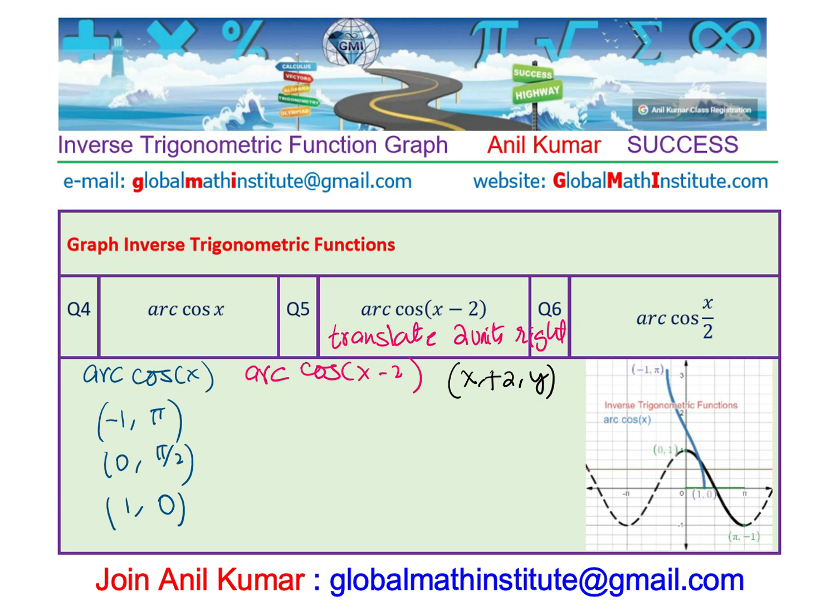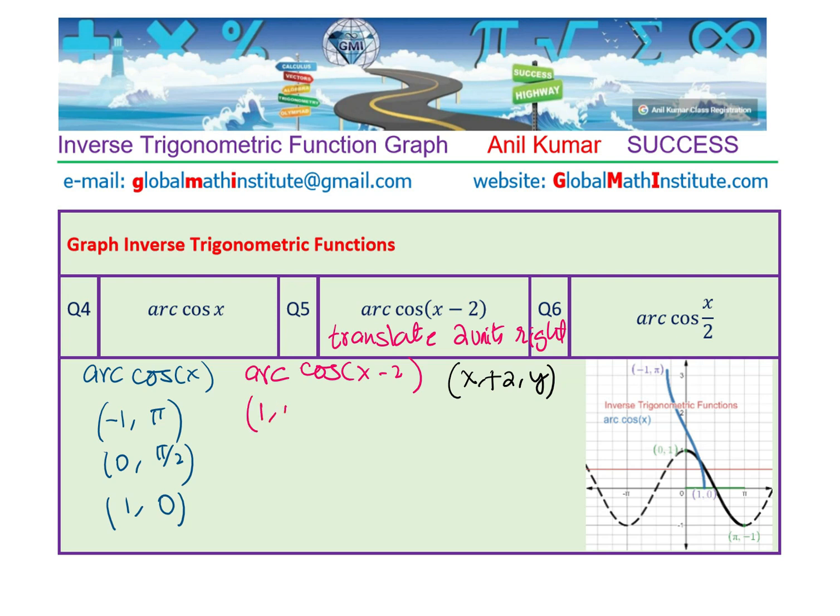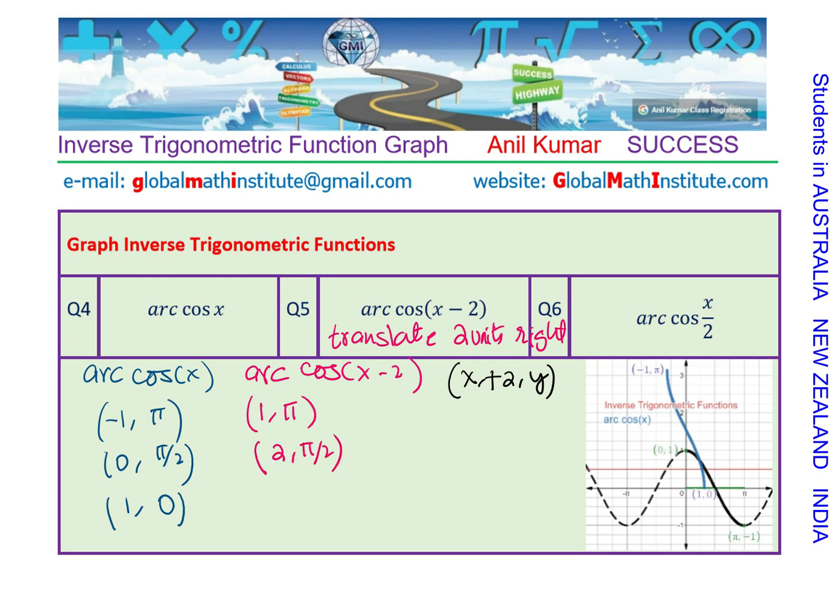So let's write the new x values. Adding 2 to minus 1 will give me 1. Pi will remain as such. Then here will be 2 pi by 2. And then here it will be 3, 0. So these are the new values. Put them on the graph.